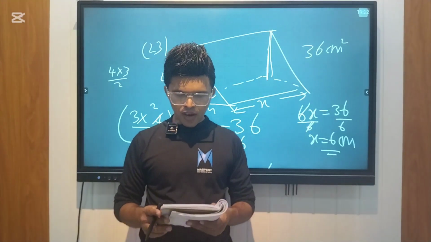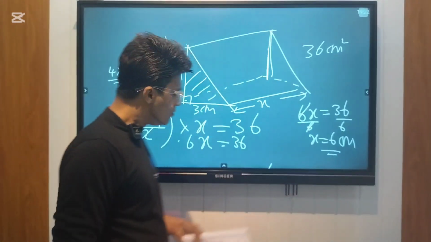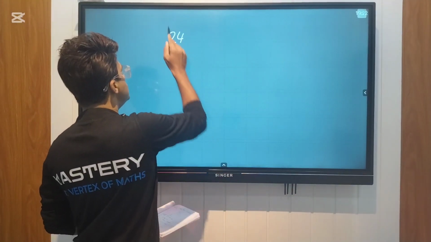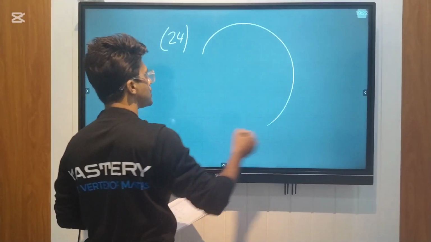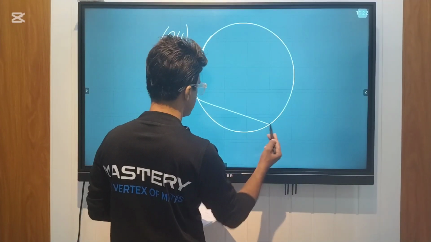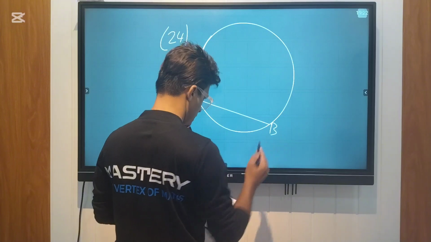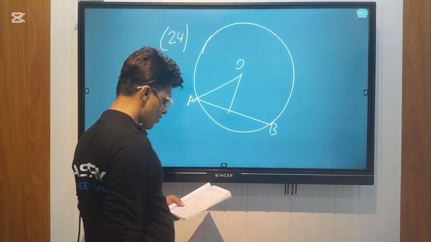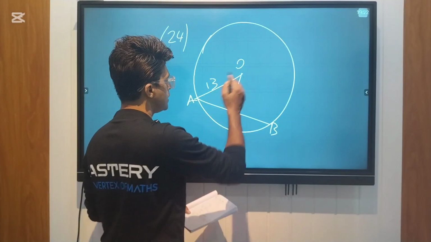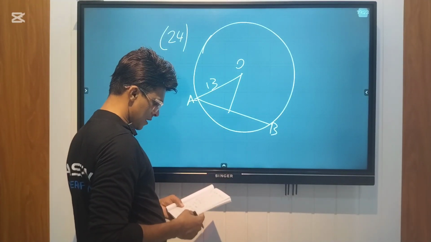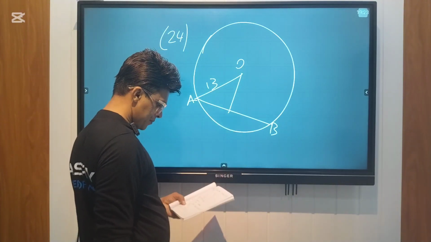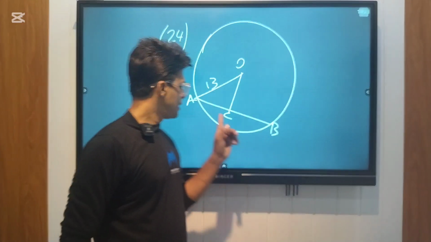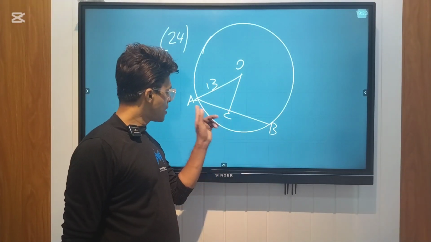For the 24th question, find the length of AB. Here the Pythagoras theorem needs to be used as well. This is the center. These dimensions have been given in centimeters. This is given as 13 centimeters, and it says in the question that C is the midpoint of AB.